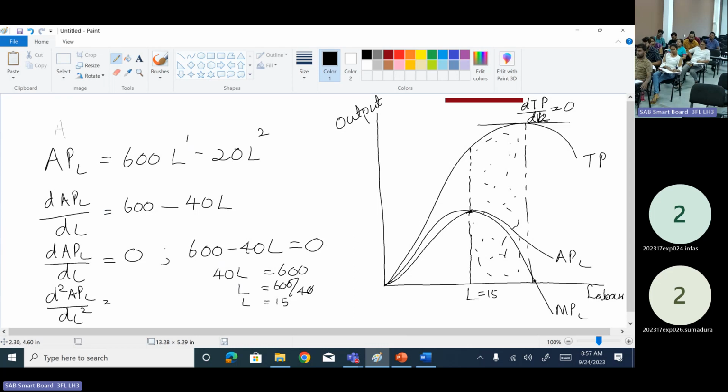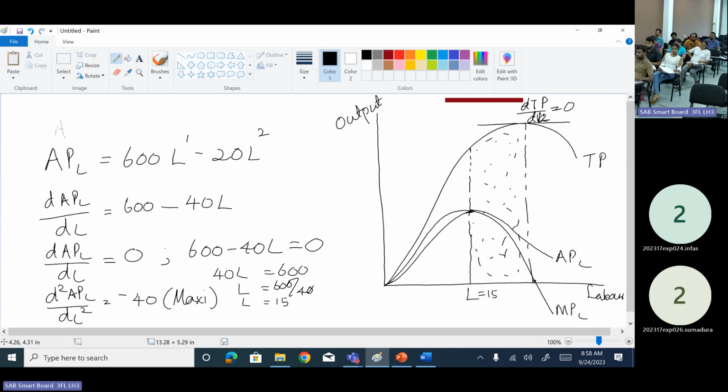This is 600 becomes 0, minus 40. Becomes minus 40, that means L to the power 1 into 40, no? L to the power minus 1 minus 1. Okay, so that means 40 becomes 40. So it's minus. Minus means it is a maximum point. It's the maximum point. Why do we say so?